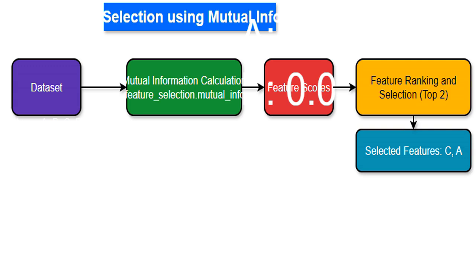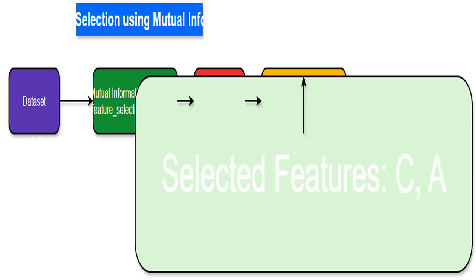They're the most powerful predictors. Based on the scores, I select features C and A because they have the two highest mutual information scores. This means they are likely the most useful for classifying my data accurately.